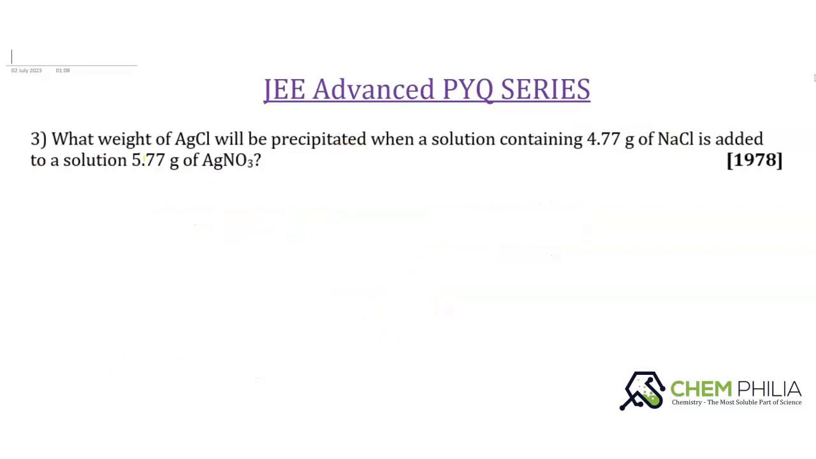The next question is what weight of AgCl will be precipitated when a solution containing 4.77 gram of NaCl is added to a solution of 5.77 gram of silver nitrate. So this is the question, right? So let us see how to solve this question.